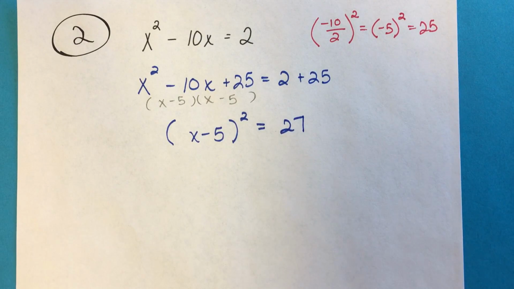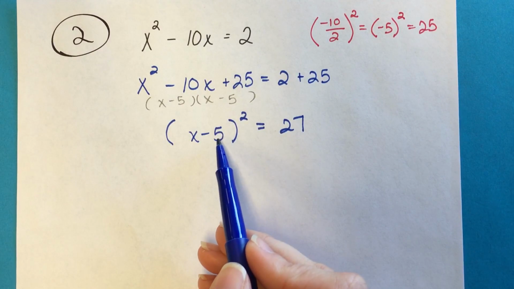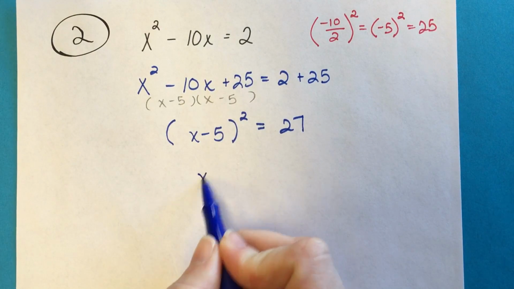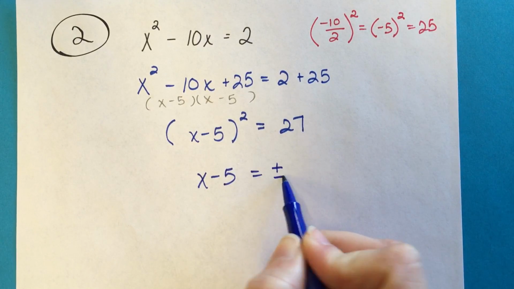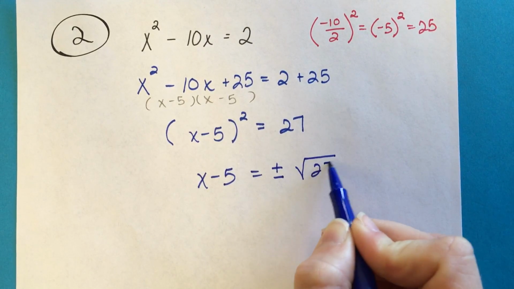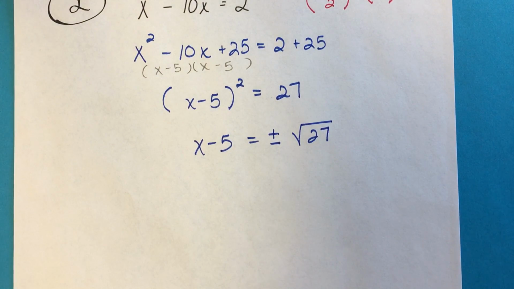Okay, now you're ready to take square root of both sides. So you take the square root of x minus 5 squared. That just leaves you with x minus 5. Put your plus minus, and then you also take the square root of the 27. Now, 27, again, is not a perfect square. You're not going to end up with just a nice little whole number. So go back to that list of numbers that I've referred to a couple of times already.